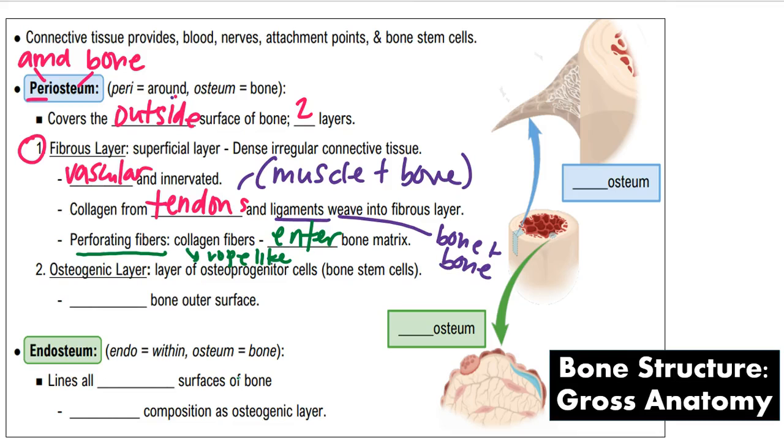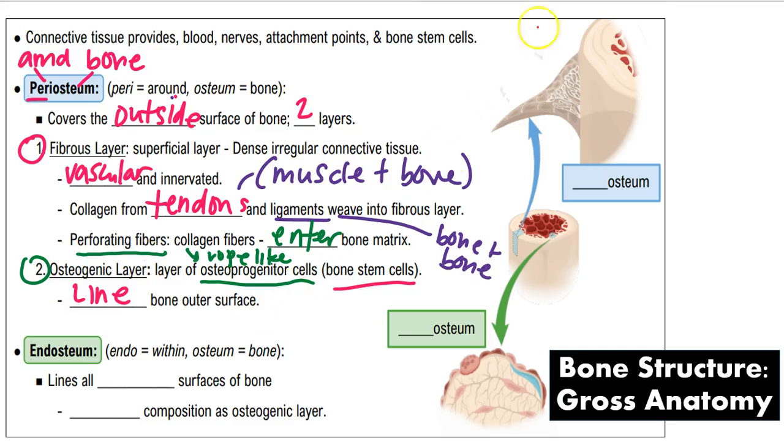Now, the second layer of the periosteum is going to be the osteogenic layer. So osteoprogenitor cells, or you can just simply call them bone stem cells, are used to help create different types of bone cells. So again, you start with osteoprogenitor cells. They can form osteoblasts or osteoclasts. And then, of course, osteoblasts can become osteocytes. And this is going to line the bone's outer surface. So these two layers are very important.